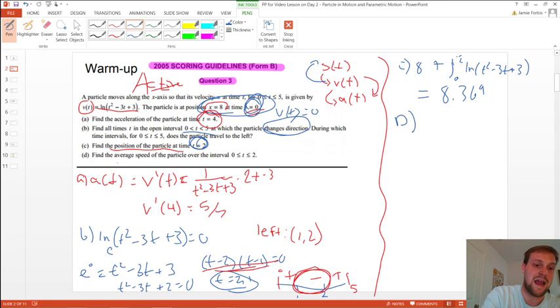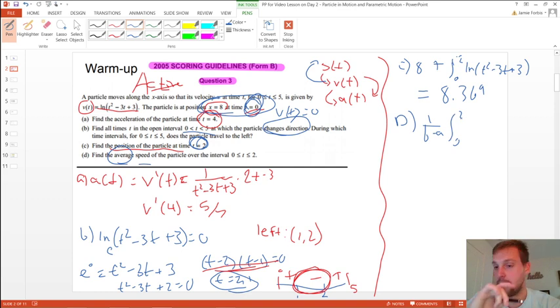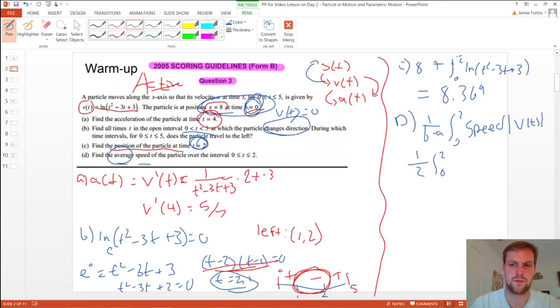And again, the last one right here: average speed of the particle over the interval 0 to 2. It's asking for an average value, so we have a formula for average value. That is 1 over b minus a times the integral from a to b, which in this case is 0 to 2, of the function I'm trying to find the average of, which in this case is speed. So that's 1 over 2 minus 0, or 1/2, times the integral from 0 to 2. And the formula for speed is nothing more than the absolute value of v of t. We actually learned that in the parametrics unit recently.